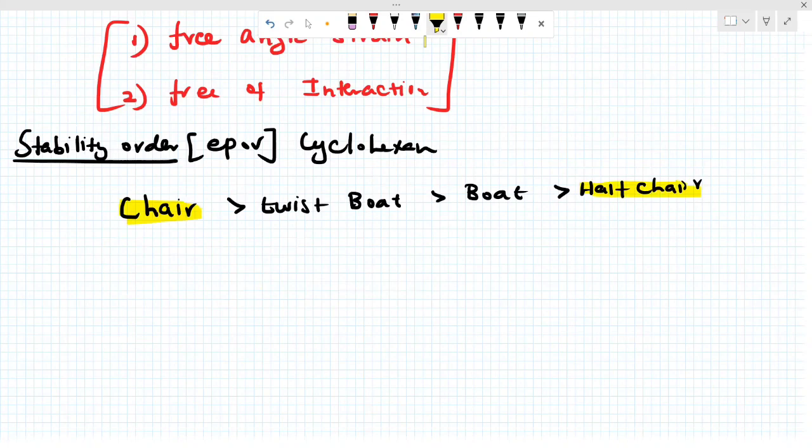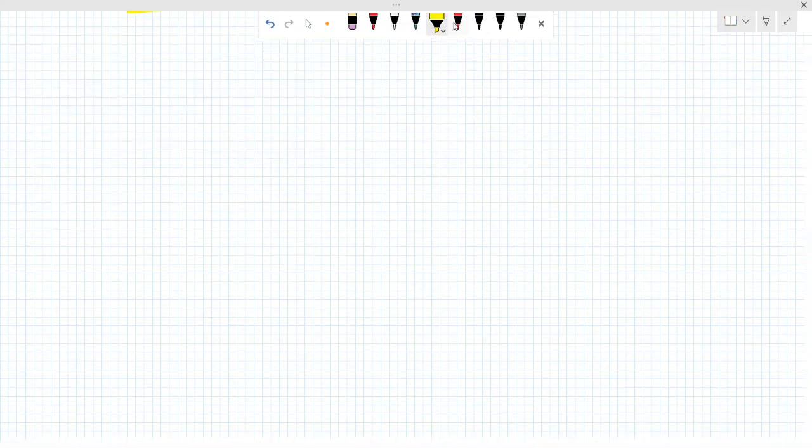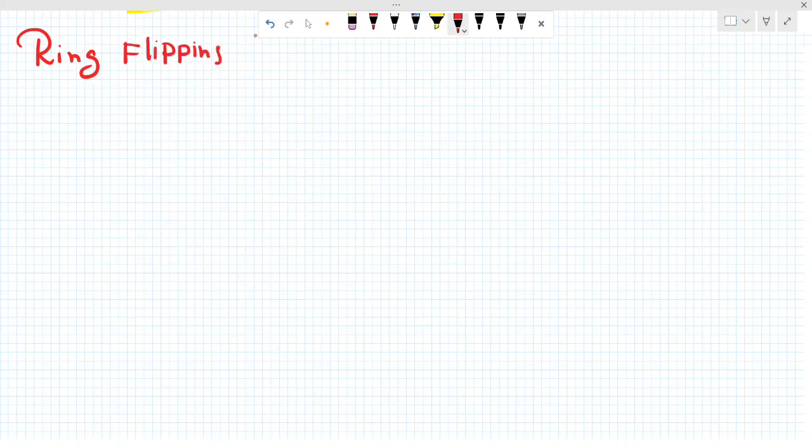Now I'm going to a little bit advanced level. I'm going to ring flipping, and I will also discuss mono-substituted cyclohexane. What is ring flipping? Before I enter ring flipping, I will discuss the axial and equatorial bonds. That I need to discuss first.